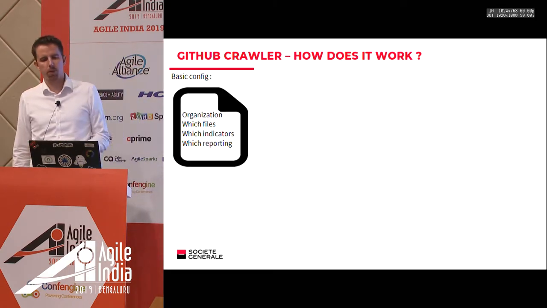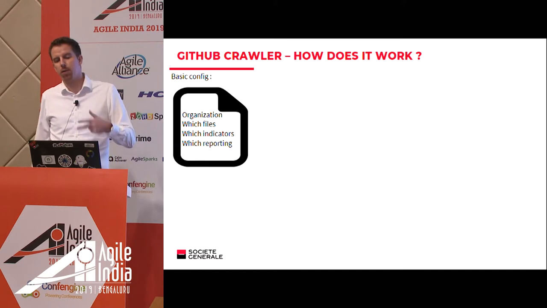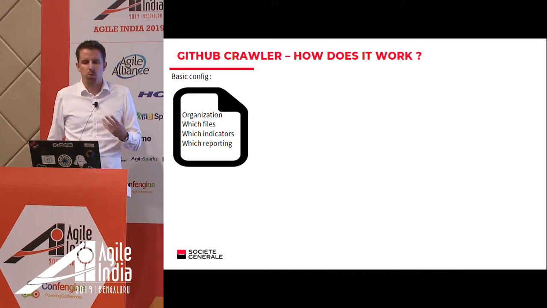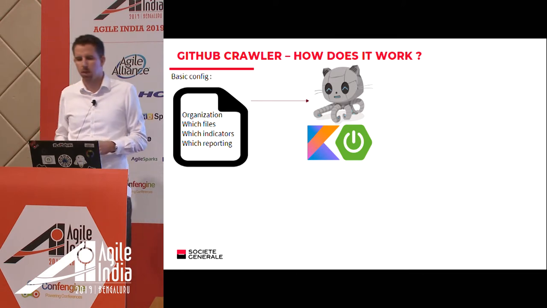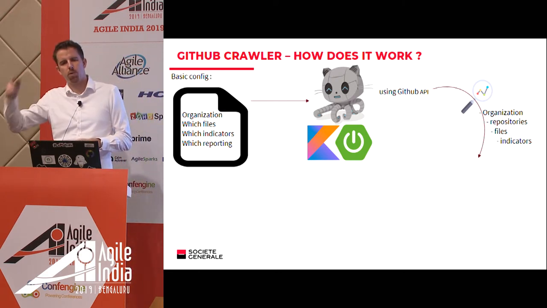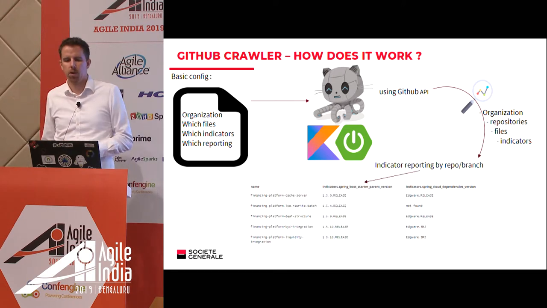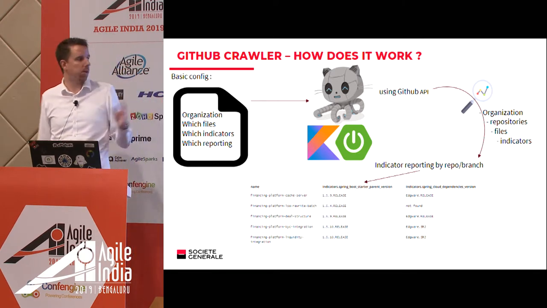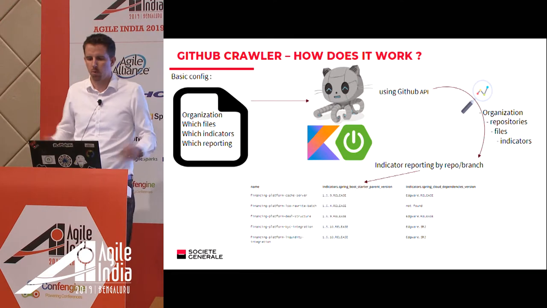So, a simple config file: you give the GitHub organization name, which files you want to parse, which indicators and how you're going to find them in the file, and what kind of reporting you want. You give that config file to the batch, which is a Spring Boot 2 application written in Kotlin, and it starts from the top, the organization level, and from the organization I get all the repositories. From the repositories, I know which files I'm interested in. I'm going to take them, parse them, etc. And then I'm giving a reporting per repository, per branch, and I push that data. Here, I push it in Elasticsearch, but I can write it in a file. I can save it in a database. I can do whatever I want.